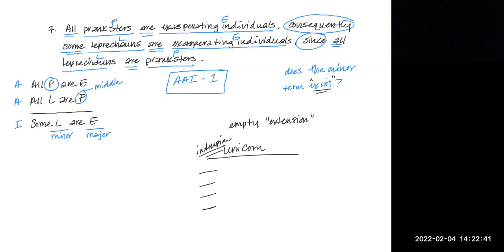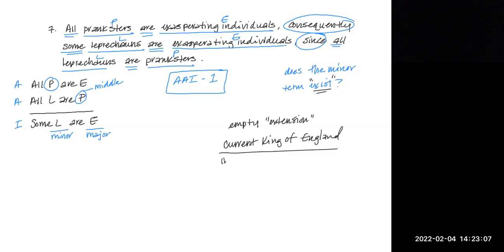But could I name a unicorn in real life, like Bob the Unicorn? No. So that's a term with empty extension that you can still describe. A better example might be something like current King of England.